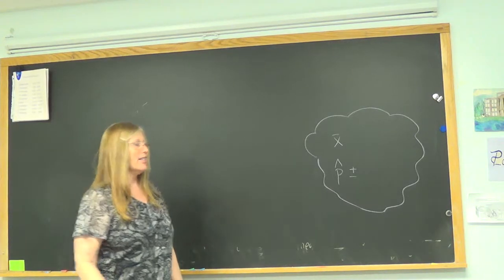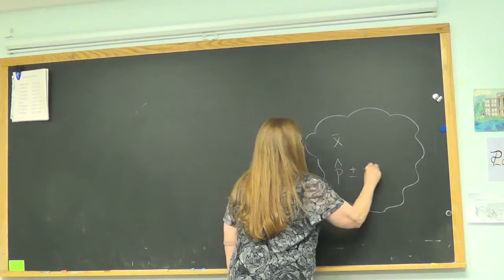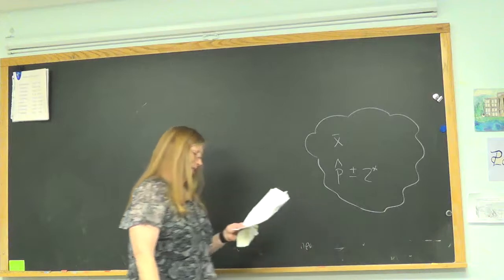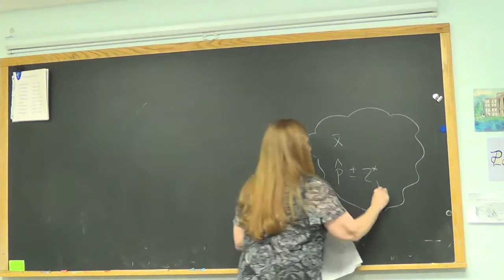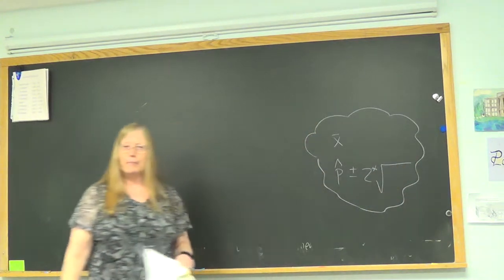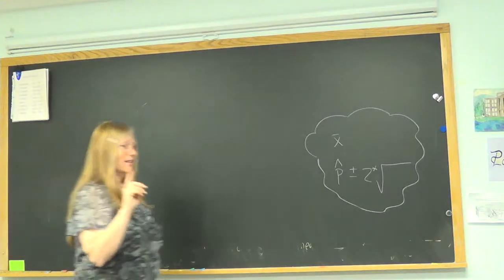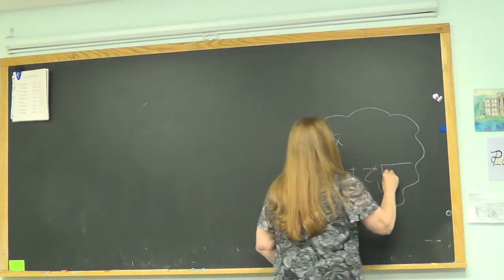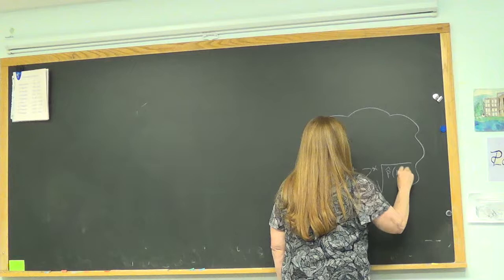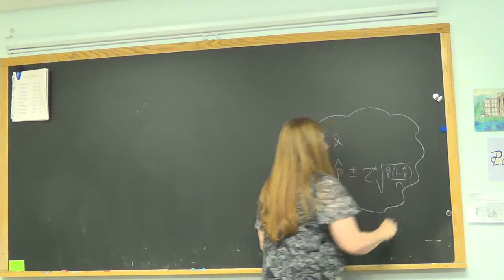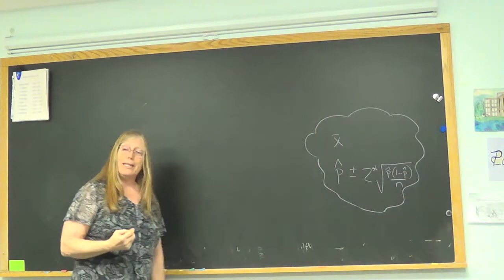Z star. And now comes the square root. Anyone recall what went in there? P times 1 minus P over N, and that was with hats on. You don't need this, I'm just showing you what we did in the past.